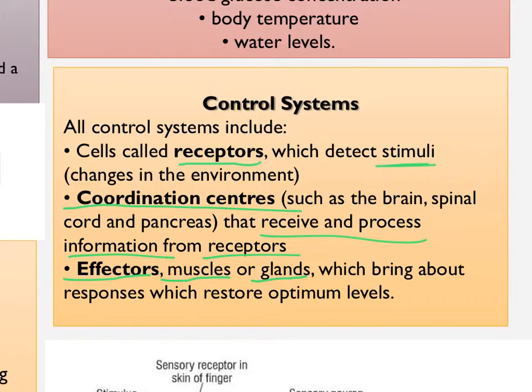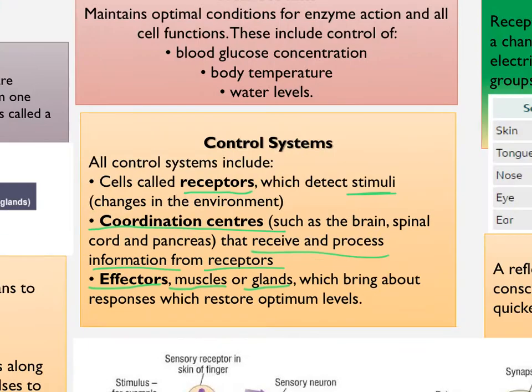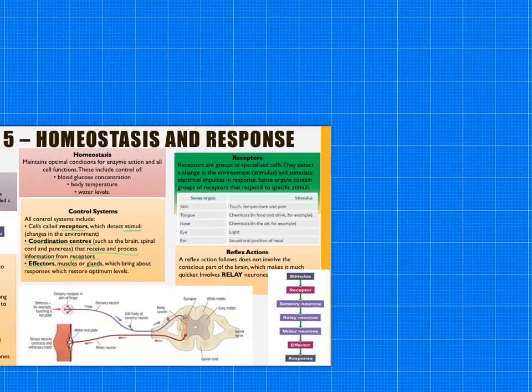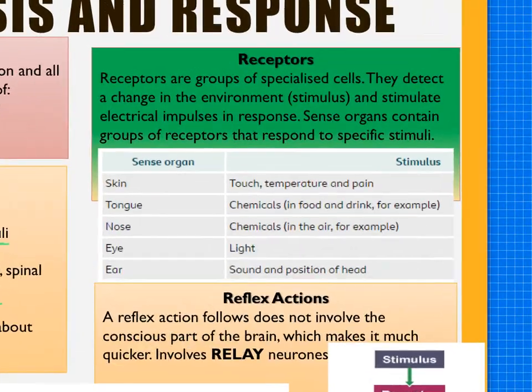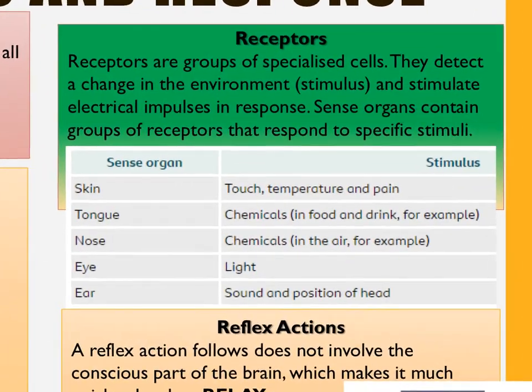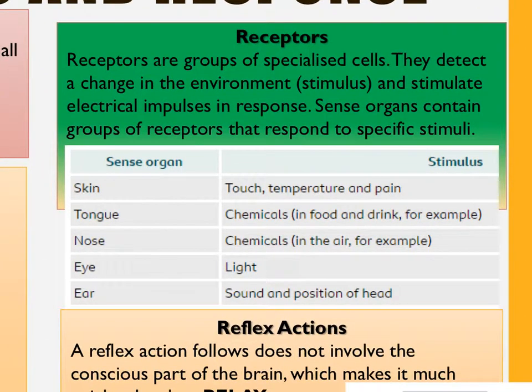So let's go to receptors. Let's have a look at the receptor section related to specialized cells that detect change in the environment, which is a stimulus or stimuli, and it stimulates electrical impulses in the response. So sense organs. Now in foundation tier, they really like you to know these sense organs, and higher tier, but this is a very popular question in foundation tier.